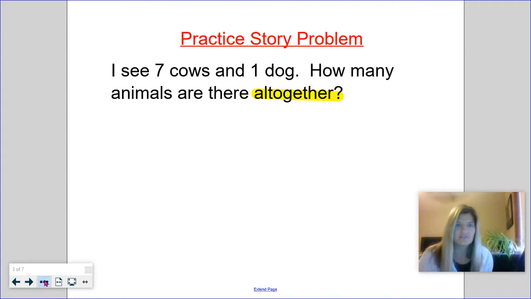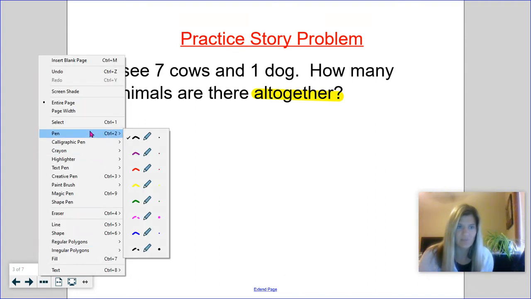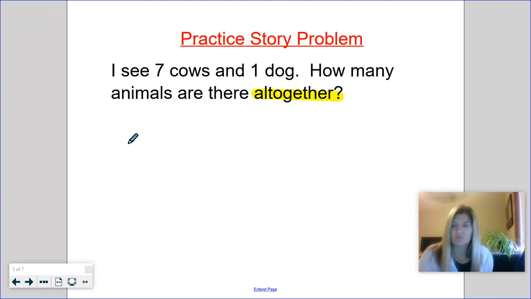So what I need you to do right now is take out your pencil. I'm going to take out mine. And I'm going to read it one more time and then we're going to draw it. See if your drawing looks like mine. I see 7 cows and 1 dog. How many animals are there altogether? The first thing I'm going to do is I'm going to make 7 cows. Remember, I'm not going to make cows though. I'm going to draw circles.